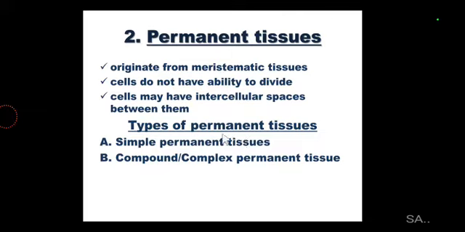So there are two types of permanent tissues, as I told you at the start: the simple permanent tissues and the compound or complex permanent tissues. For your recall, the simple permanent tissues are made up of a single type of cells, while the compound or complex permanent tissues are composed of more than one type of cells.